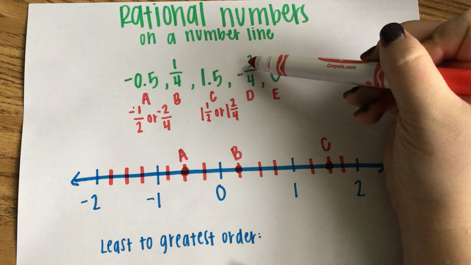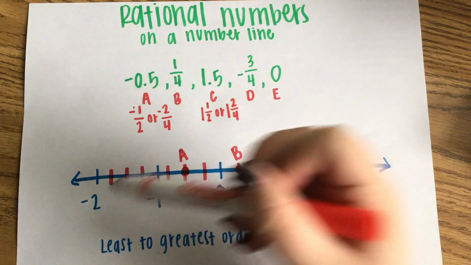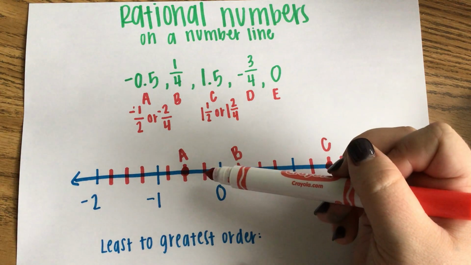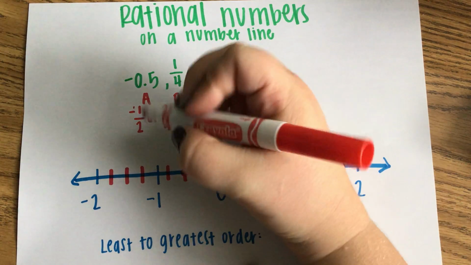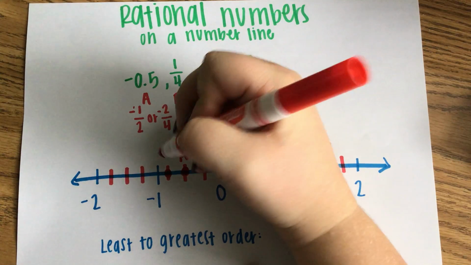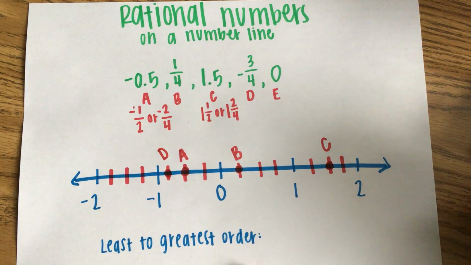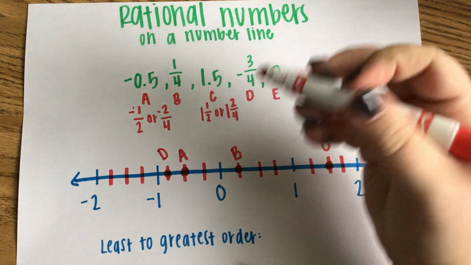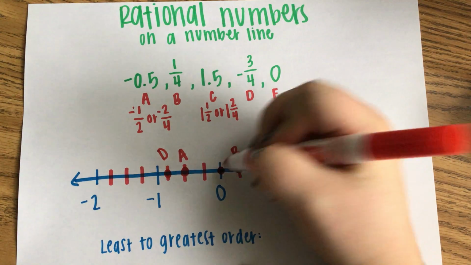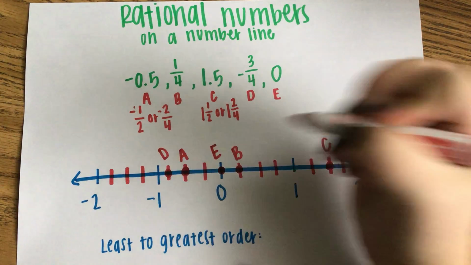Now this one's negative 3/4. Negative numbers are to my left, so I'm going to go negative 1/4, 2/4, 3/4 here, and put a D. And then my last one is at 0. So I'm just going to plot my point at 0 and put an E.